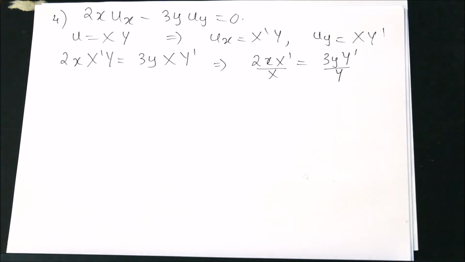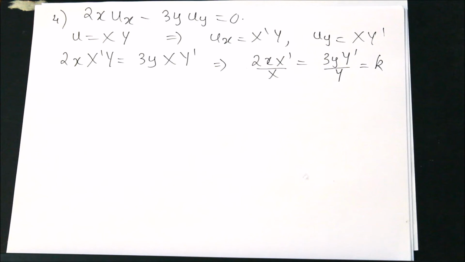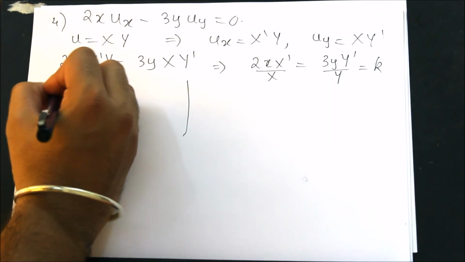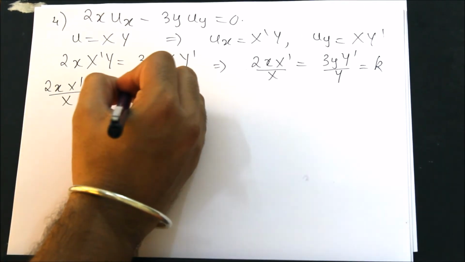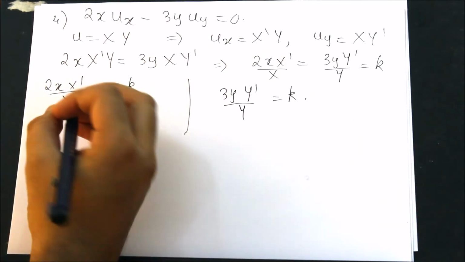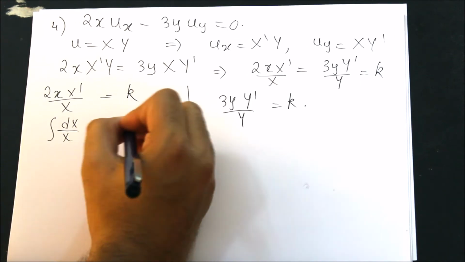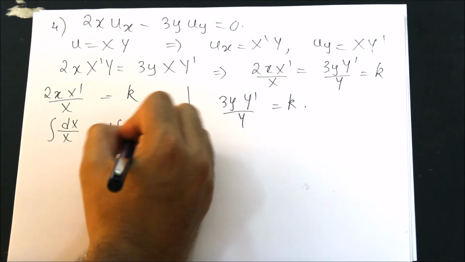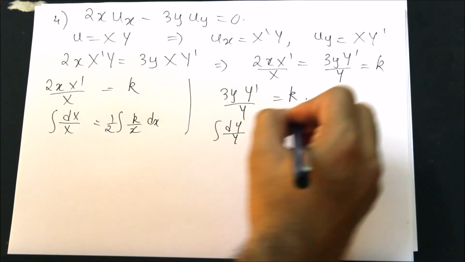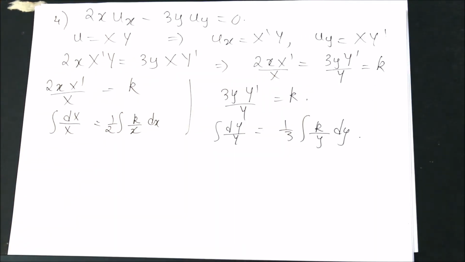And again the same logic, my left side is a function of x, my right side is a function of y, and they are equal. Therefore they have to be some constant k, and if you solve them one by one, I have 2x x dash upon x equal to k, 3y y dash upon y equal to k. And now again this is easy, integration of dx upon x is equal to integration of 1 by 2 k by x dx, and integration of dy upon y is equal to 1 by 3 integration k by y dy.